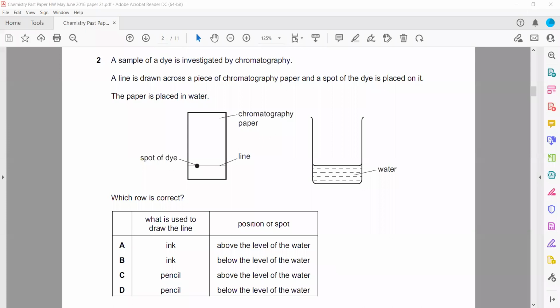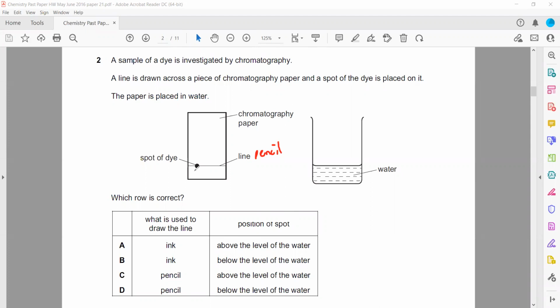Whenever we draw the line, it should always be with a pencil. We should not use a pen, because if an ink pen is used, that ink will also dissolve and rise. So we should always use a pencil to draw this line. The origin is always drawn using a pencil.